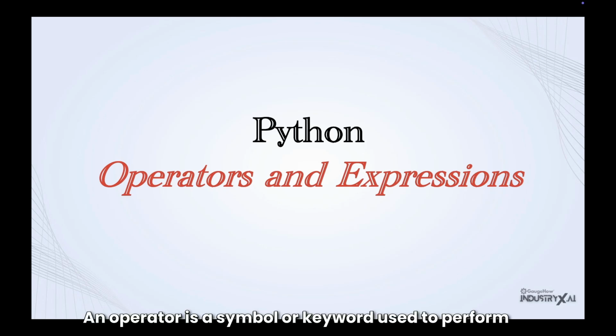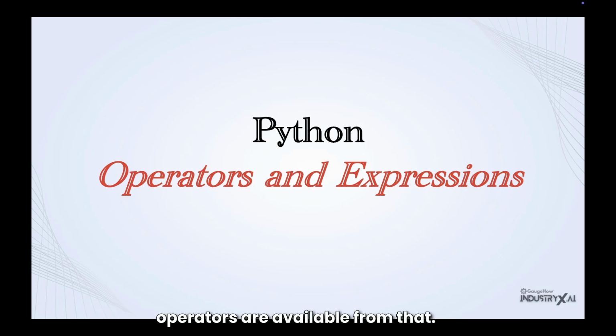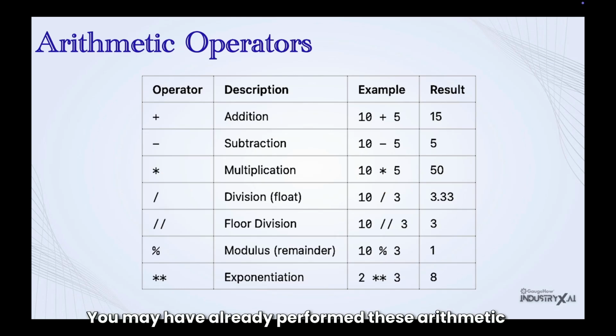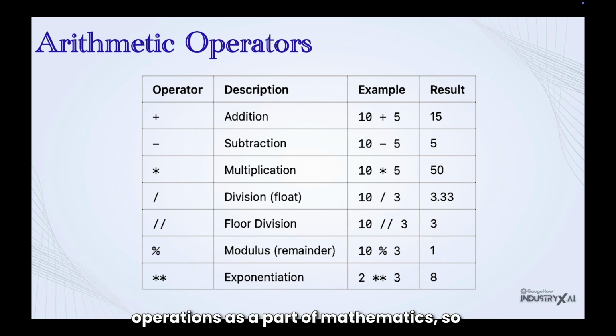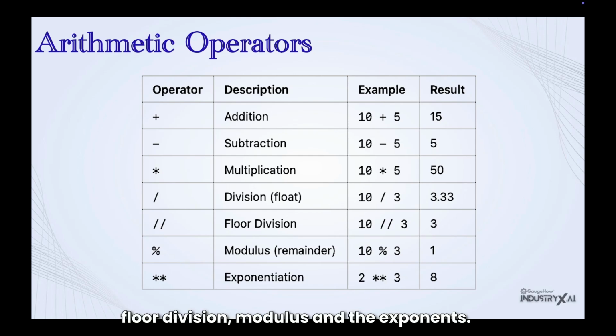An operator is a symbol or keyword used to perform specific operations on one or more variables or values. There are various types of operators available. From those, we will start our discussion with the first one, that is arithmetic operators. You may have already performed these arithmetic operations as a part of mathematics. So these are addition, subtraction, multiplication, division. Now some of the new ones are floor division, modulus, and exponents.